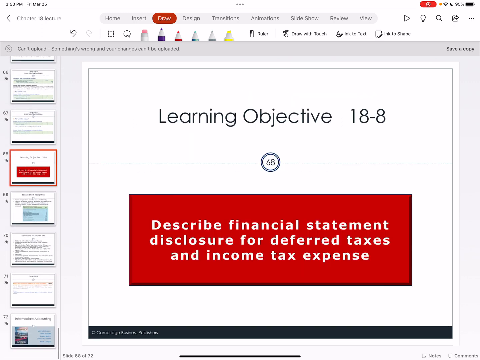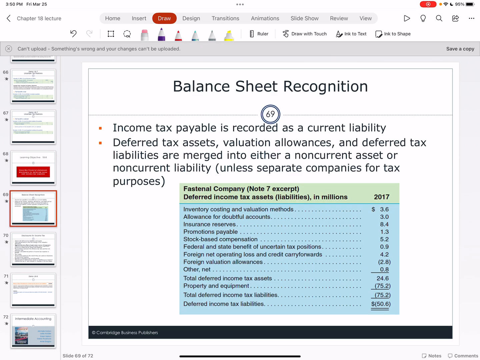Okay, last one. Remember, I'm not going to test you on 18-7. What do these things look like in the financial statements? So, important piece. In general, you're going to see it 2 different ways. On some companies' financial statements, you're going to see the DTA in assets, the DTL in liabilities, and then the VA as a contra asset.